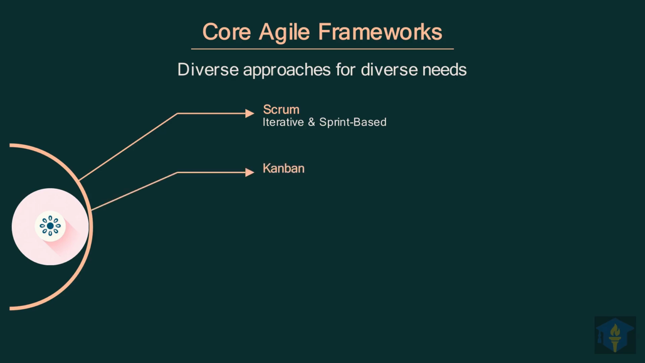Next, let's talk about Kanban, another powerful Agile framework. Kanban focuses on visual workflow management, helping teams to optimize their process flow continuously. Then there's SAFe, which stands for Scaled Agile Framework. SAFe is specifically designed to implement Agile principles at an enterprise level for large organizations.